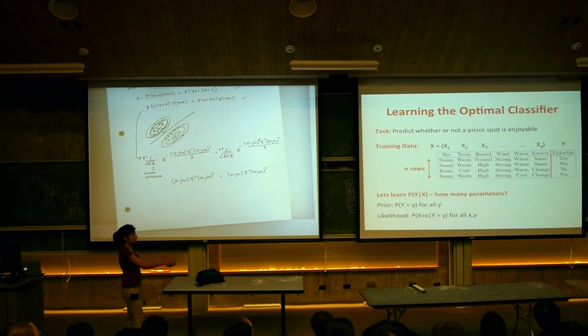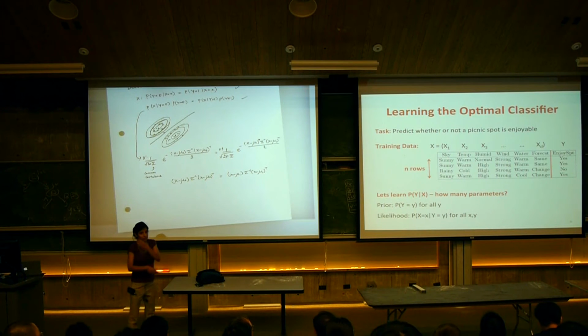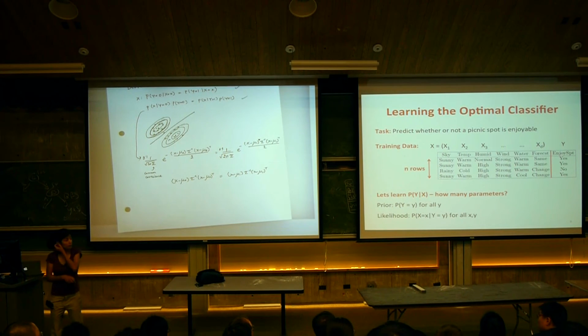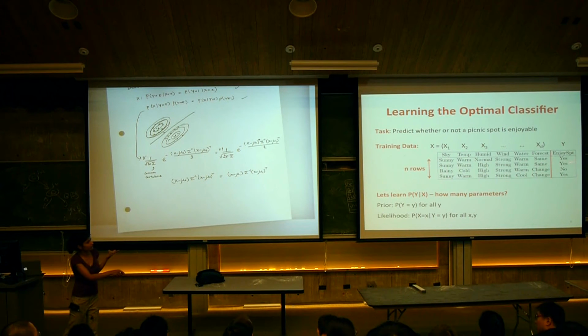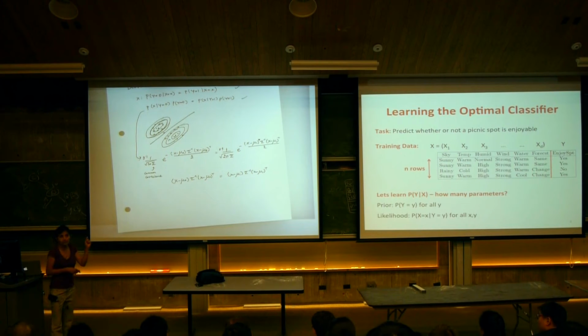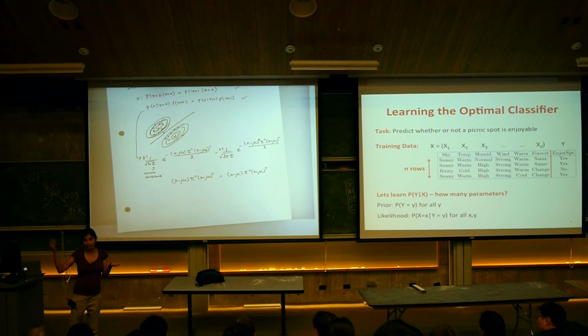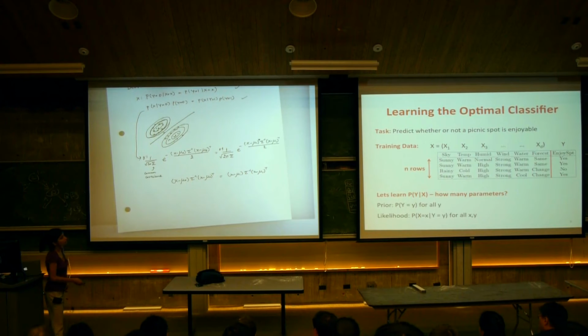So first, let's focus on the prior. How many parameters do we need to learn the prior probability of a class in this simple example? Just one. Why? Yeah, you only have 2 classes here. The label can be either yes or no. So you assume one parameter that says the probability that any picnic spot is enjoyable, and the probability that it is not enjoyable is just 1 minus that, right? So in this case, you have 1.